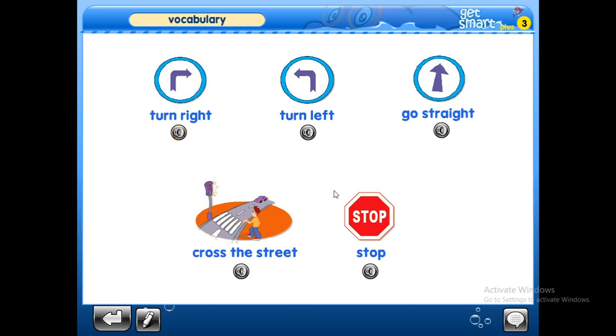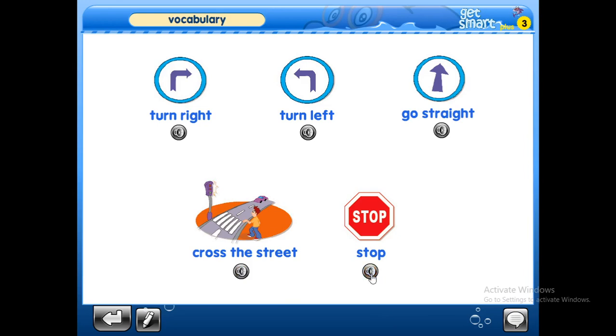Turn right. Turn left. Go straight. Cross the street. Stop.